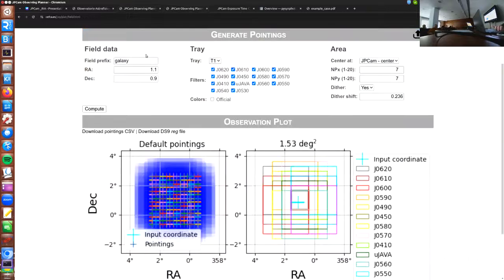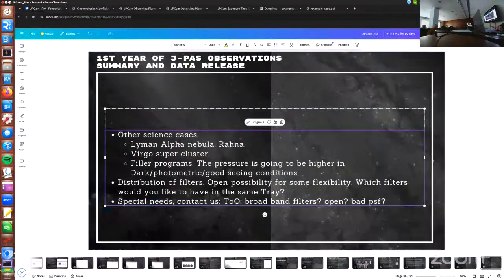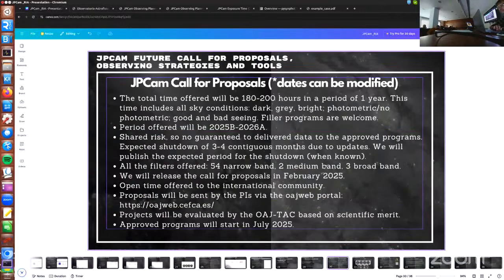Our goal is the following dates. The period offer will be... this is our goal, and then I put here a disclaimer. Our goal is to start to observe in the second semester of 2025, and then continue this observation during 1 year. The call will be released, our goal is, next February. But this is important and can affect the target selection: we expect a shutdown of 3-4 contiguous months. Of course, when we know the dates of the shutdown, we will also publish them, I guess.